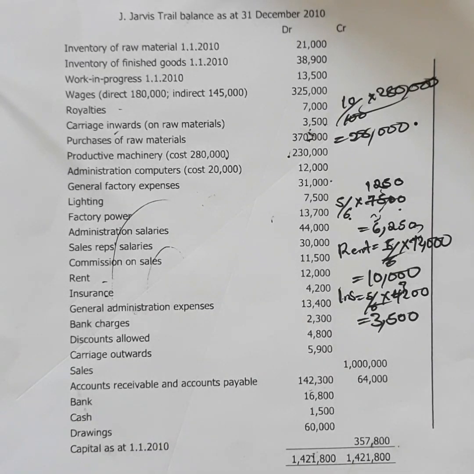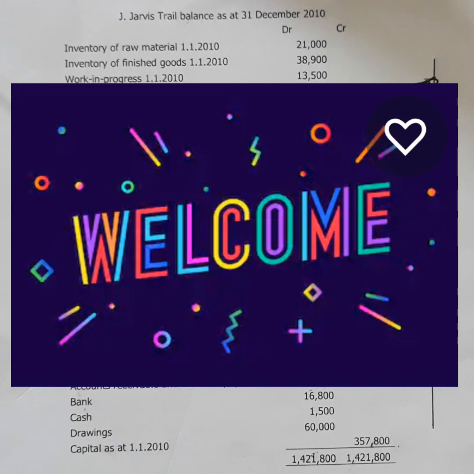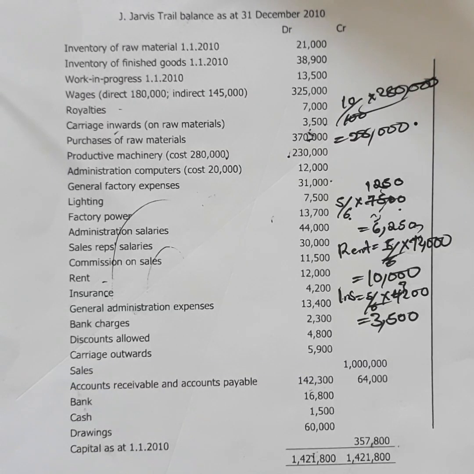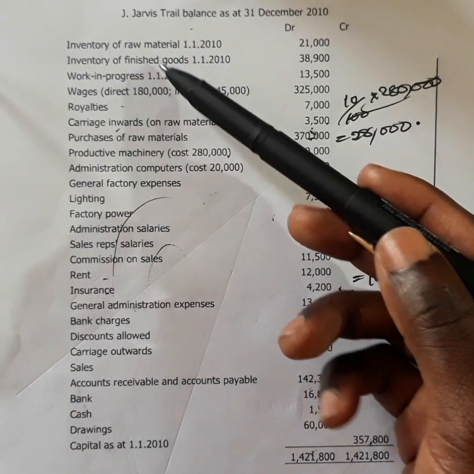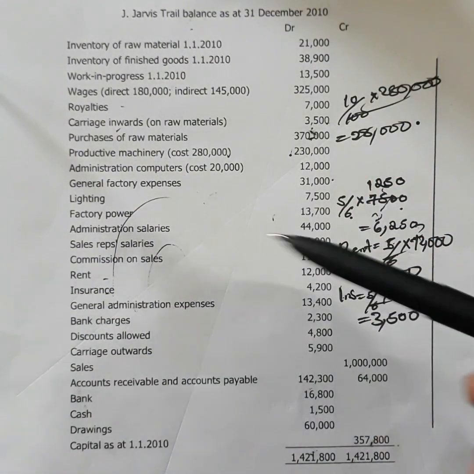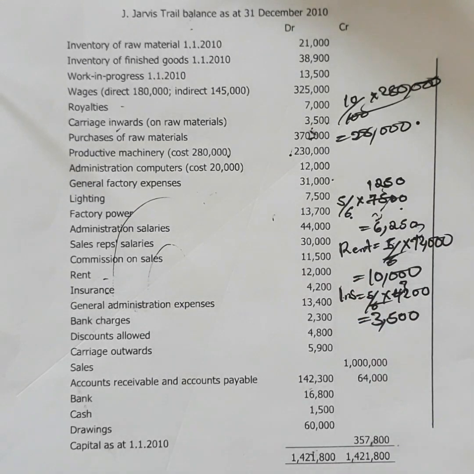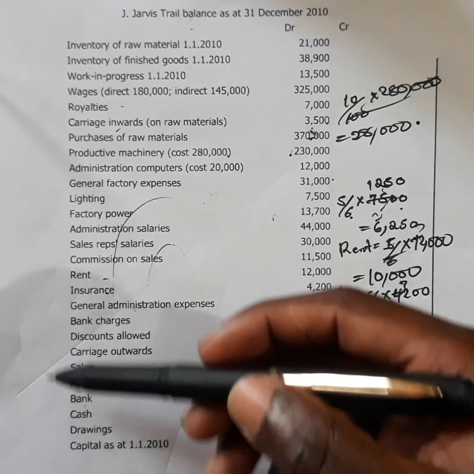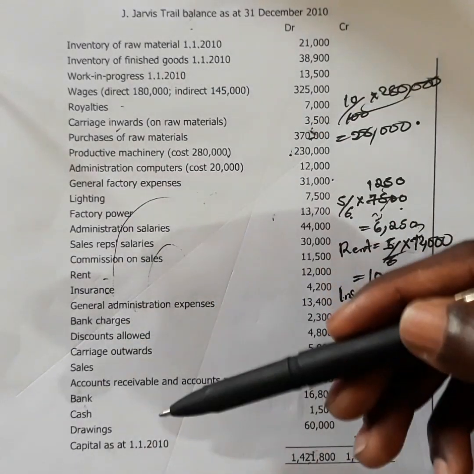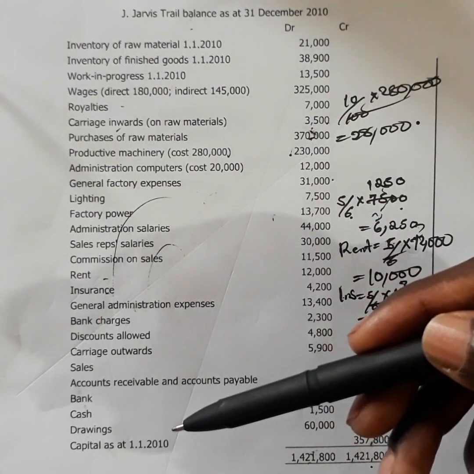Welcome, and our interest today is we are going to look at how we can prepare a manufacturing account, which was actually requested from one of the viewers. And from the information delivered, we have a trial balance of the various ledger accounts, which was extracted on 31st December. Of course, we can see the total of the debit side is equal to the total of the credit side. It means the entries that were made in the various ledger accounts were accurate.